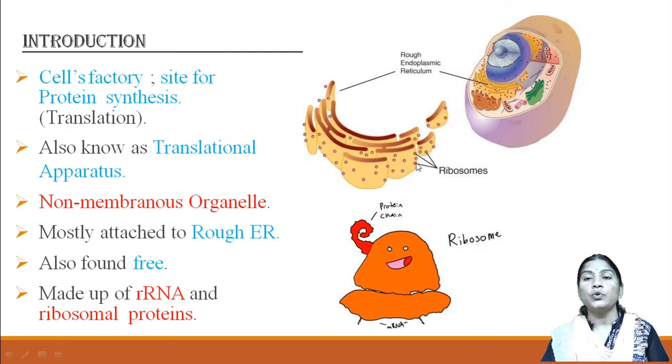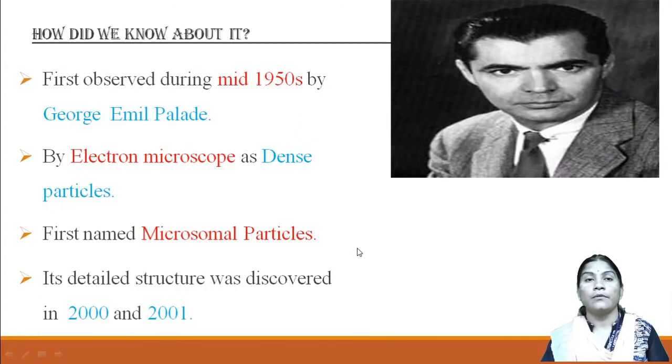So these ribosomes are very tiny, minute or dense particles. These are made up of rRNA, that is the ribosomal RNA, and some proteins, that is the ribosomal proteins. Who discovered these ribosomes? In 1950, the cytologist George Emil Palade. This is the image of George Emil Palade who discovered ribosomes in 1950.